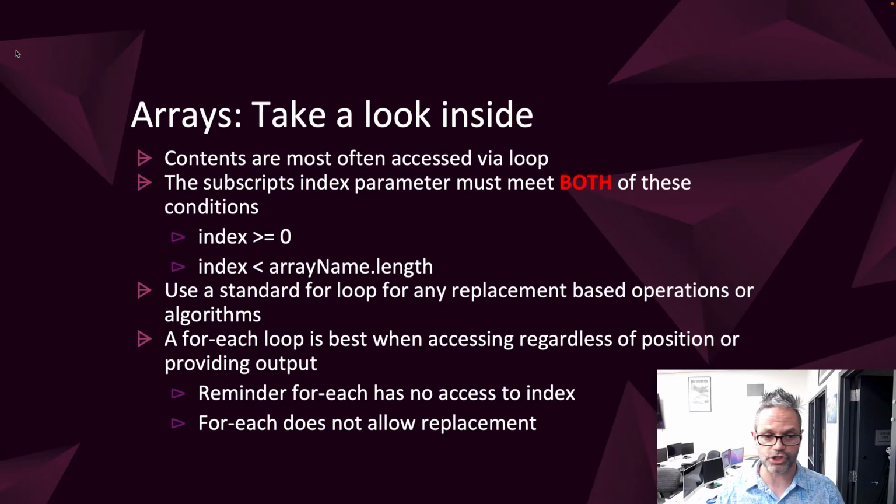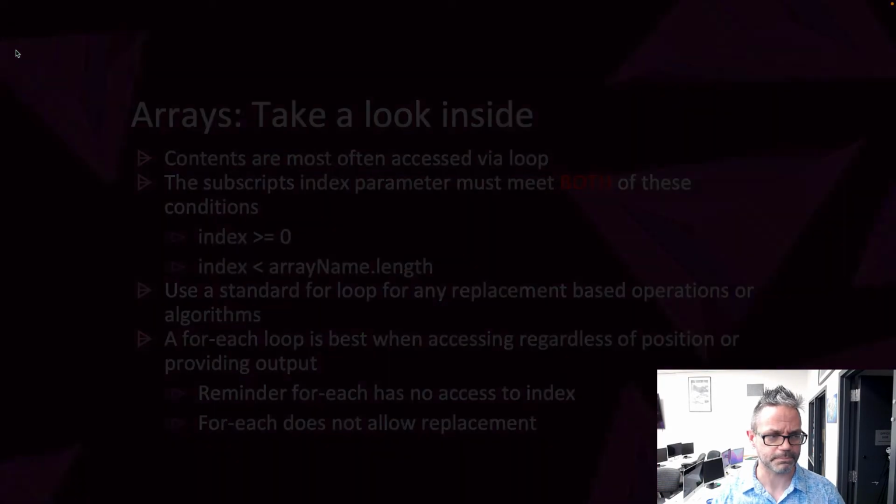If you want to use a for each loop, though, it's great for providing output or printing things, or if you want to do modification via mutator methods. You don't have access to the index, and you can't replace anything because the only way you can replace inside arrays is with access to the index, and a for each does not grant that to you. So make sure you don't do that. A for each is great for just outputting information, not replacement. Otherwise you get the concurrent modification exception, and that's never fun. So keep that in mind and move on.